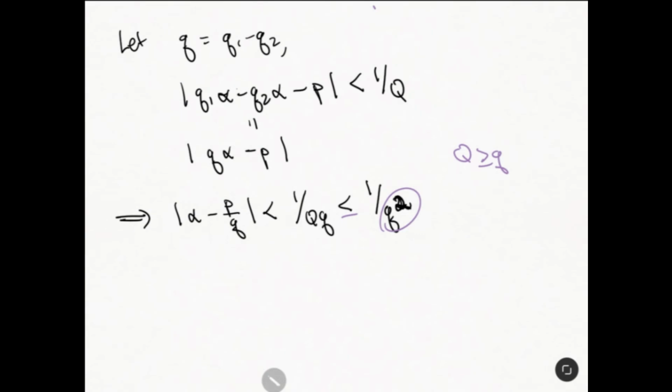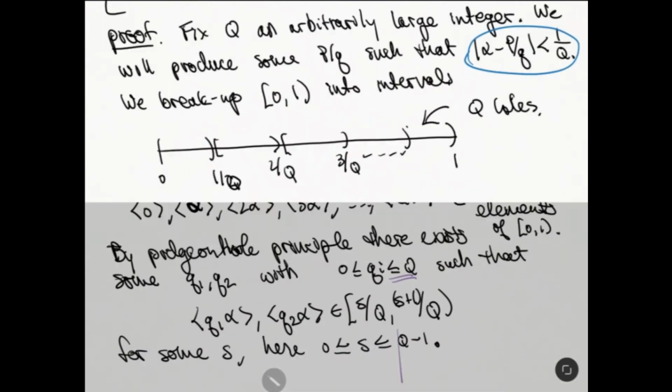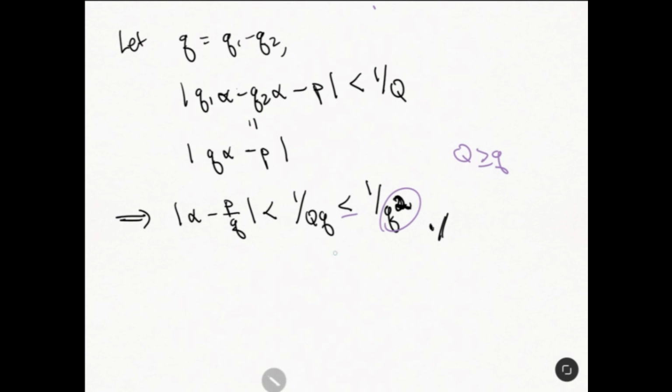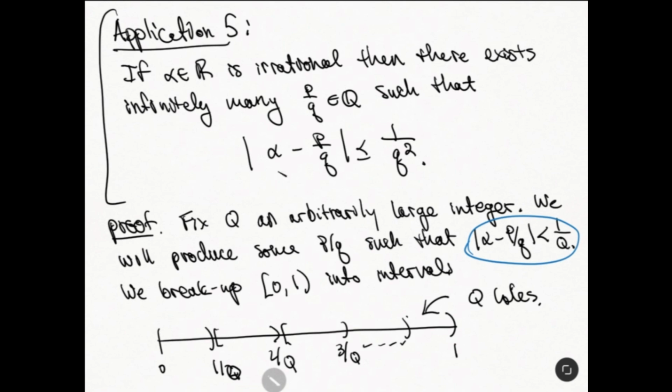And why are there infinitely many? Again, because we fixed q arbitrarily large, and then we can make this approximation within 1 over q no matter what. That's how we show that we can arbitrarily approximate irrational numbers with rational numbers using the pigeonhole principle.